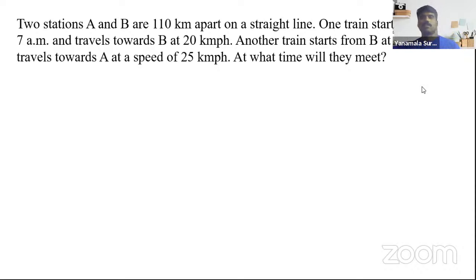So from station A a train is leaving exactly at 7 a.m. and travels towards B at 20 kilometers per hour. So the speed of the train from A is 20 kilometers per hour. Another train starts from B at 8 a.m. and travels towards A at a speed of 25 kilometers per hour. So after 1 hour, another train is leaving from station B and travels towards A as usual, with a speed 5 kilometers per hour more than the train from A. At what time will they meet?